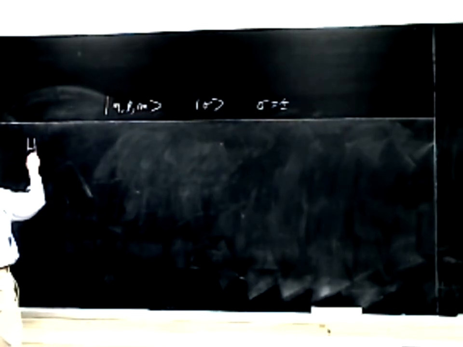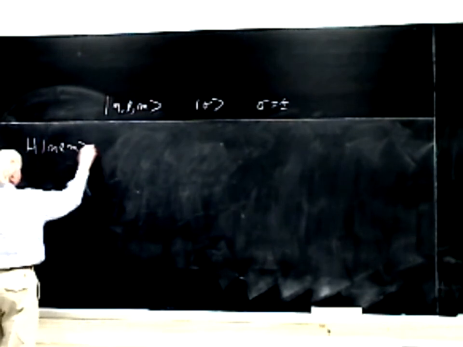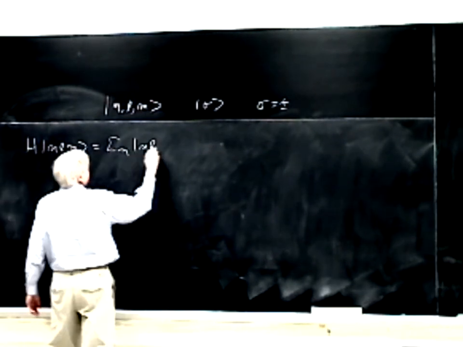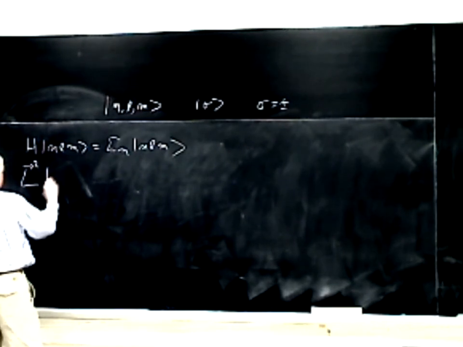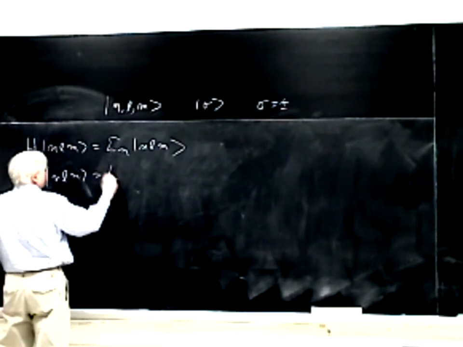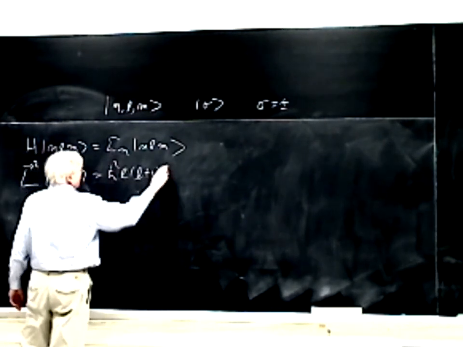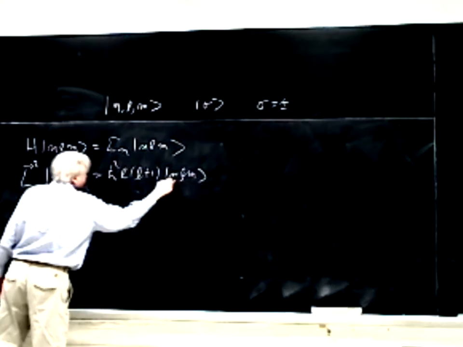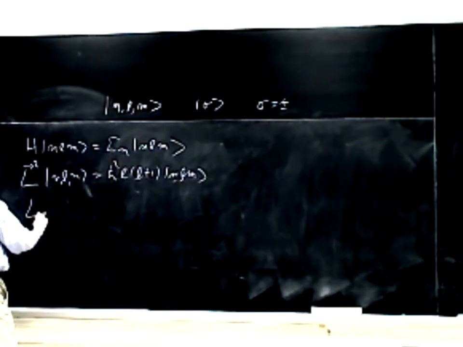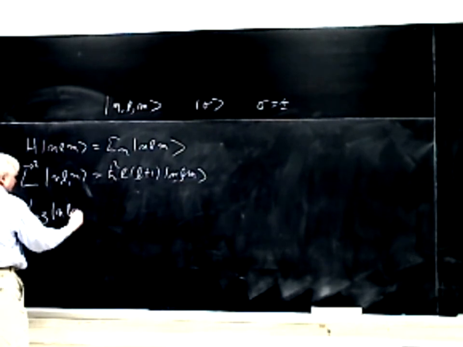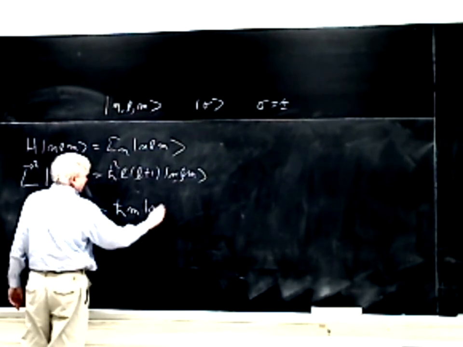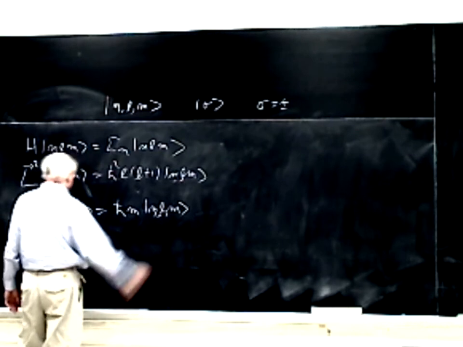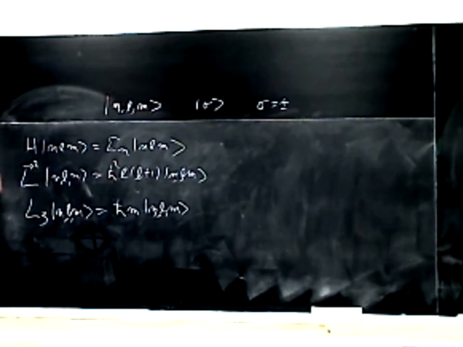And what you have then is H|nlm> is equal to E_n|nlm>, L squared |nlm> is equal to ħ² l(l+1)|nlm>, L3 or Lz |nlm> is ħ m |nlm>. Okay, so these are the eigenstates of the non-relativistic hydrogen atom without spin.